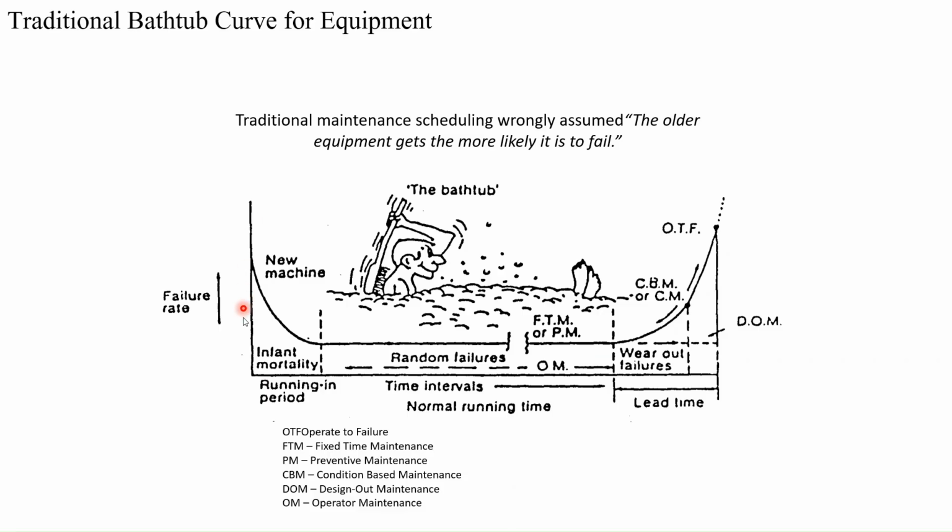Mitigation techniques: preventive maintenance (PM), regular inspections and servicing to catch issues before failure. Condition-based monitoring (CBM), using real-time data such as vibration, temperature, and oil analysis to detect anomalies. Operator training and SOPs, ensuring proper usage and avoiding operational errors.